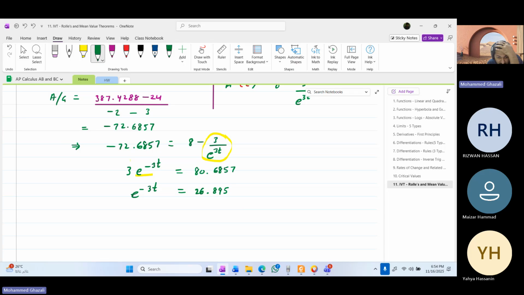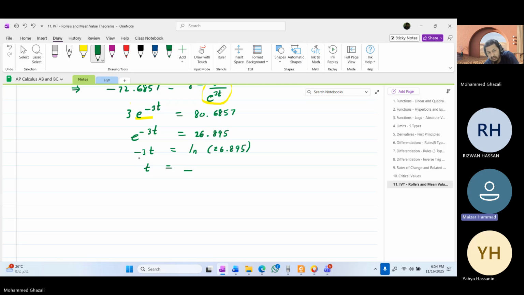26.895. Right. Now, how do we solve this equation involving e? Use ln. If you learned ln, take ln of both sides, you get negative 3t equals ln 26.895. Then we're going to take that and divide by negative 3. Divide by negative 3. Minus 1.0998. Negative 1.098, which is approximately equal to negative 1.1.